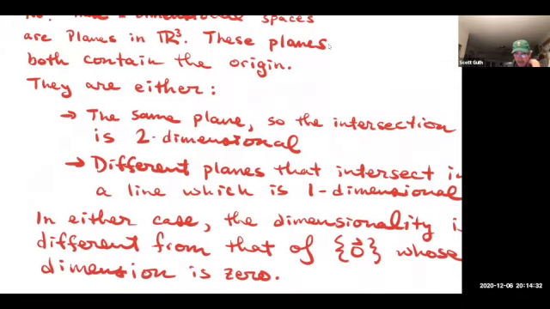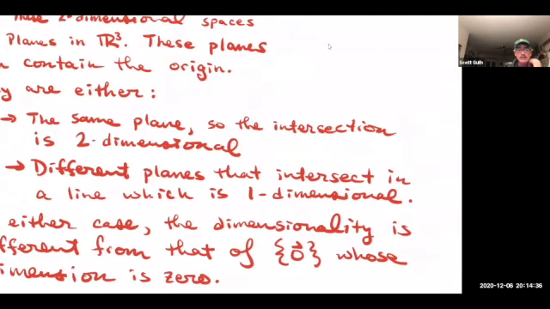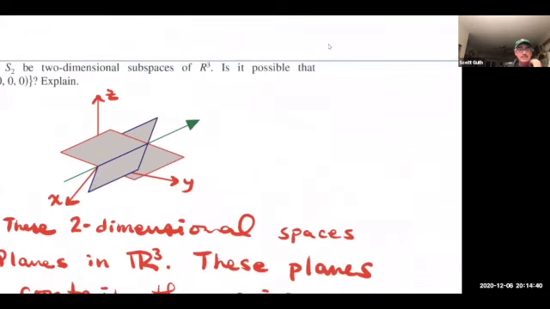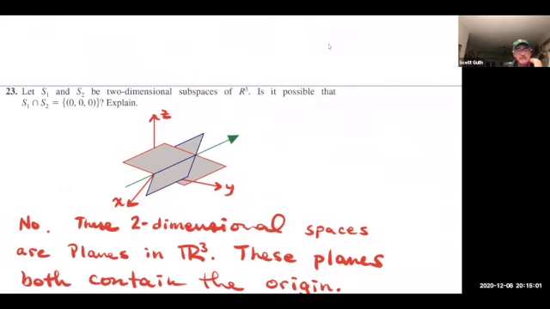Now, if they're different planes that both contain the origin, then 2 different planes will intersect in a line. So that's what I've drawn with this green vector, or this green line. This green line is the intersection of 2 planes that both contain the origin down here, okay? So if they intersect in a line, then the intersection is one-dimensional, which has to be spanned by a non-zero vector.